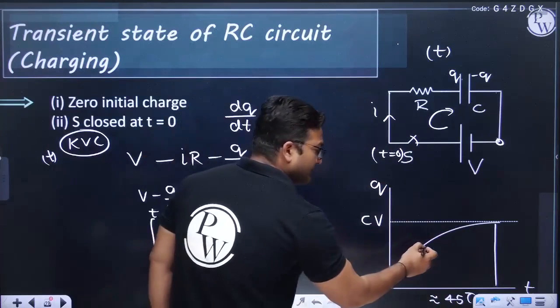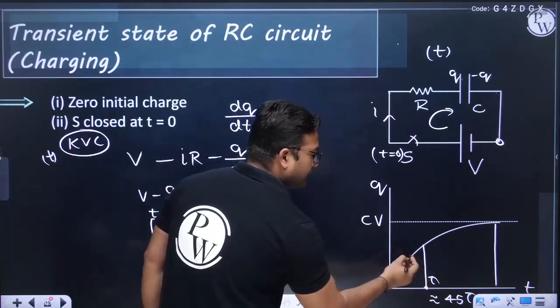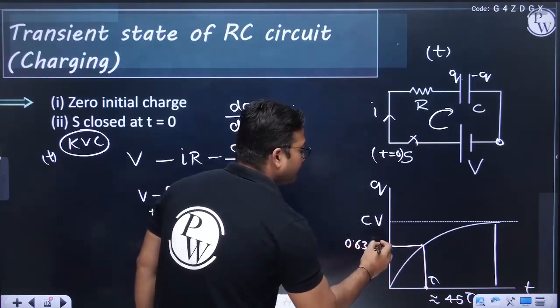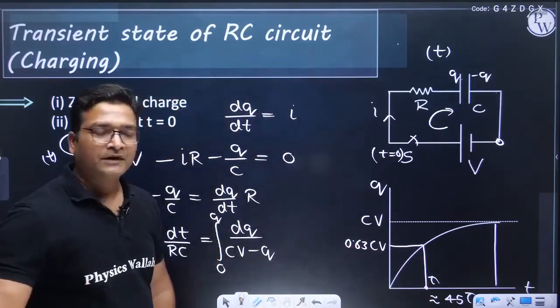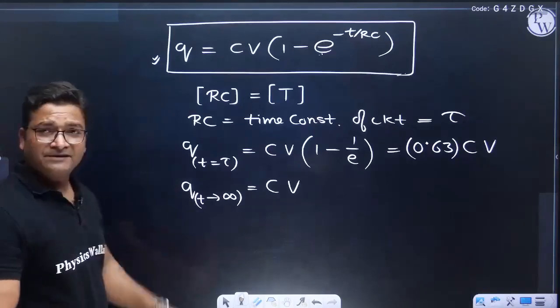And after 1 time constant, yes, this is very important data. After 1 time constant, the charge is 0.63 times CV. This you should remember. Okay, this is the charging part.